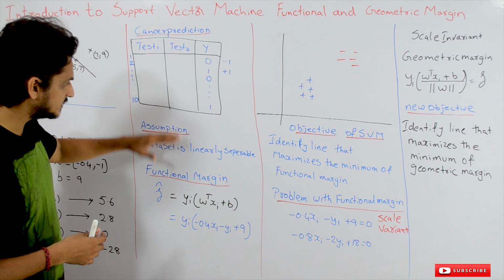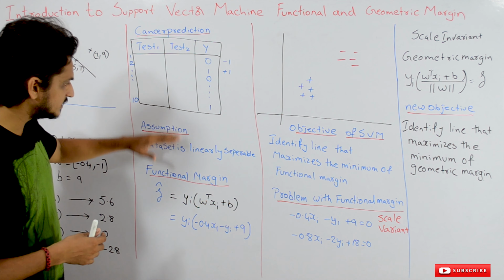So now we consider this assumption and we will discuss how to apply support vector machine on data sets that are linearly separable. After completing this concept, we will remove this assumption, meaning we will discuss how we apply support vector machines on data sets that are not linearly separable. For now, our assumption is that our data set is linearly separable. Okay, so this is all about our support vector machine discussion.